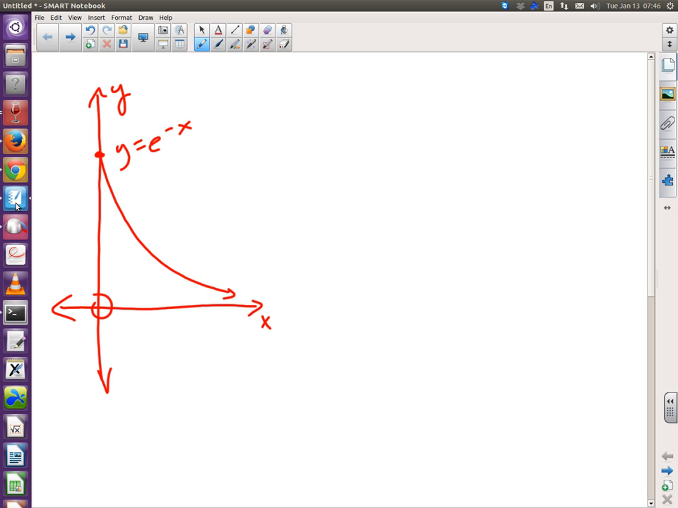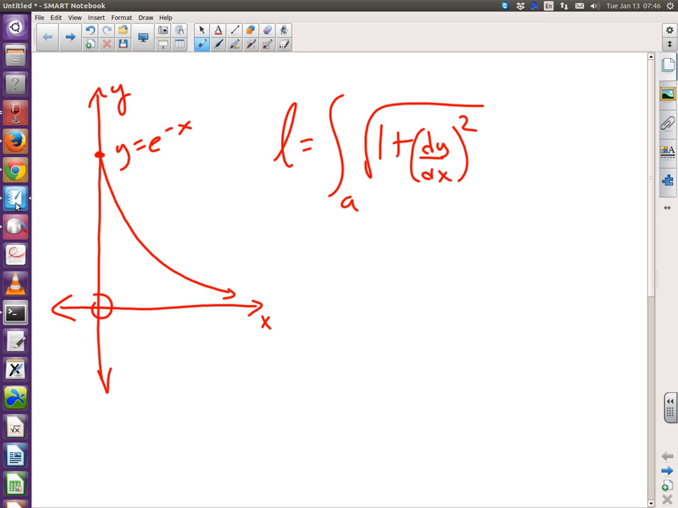Interesting. Alrighty. So let's set up the arc length L. How do you do arc length again? L equals 1 plus the derivative squared, square root it, then integrate from x equals a to x equals b dx, right? Yep.